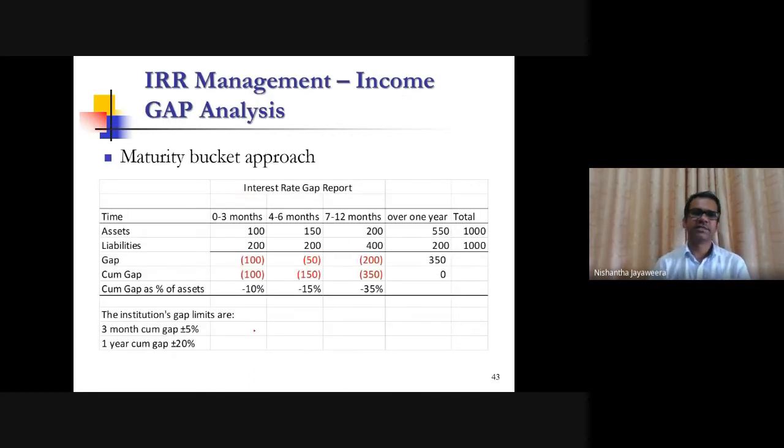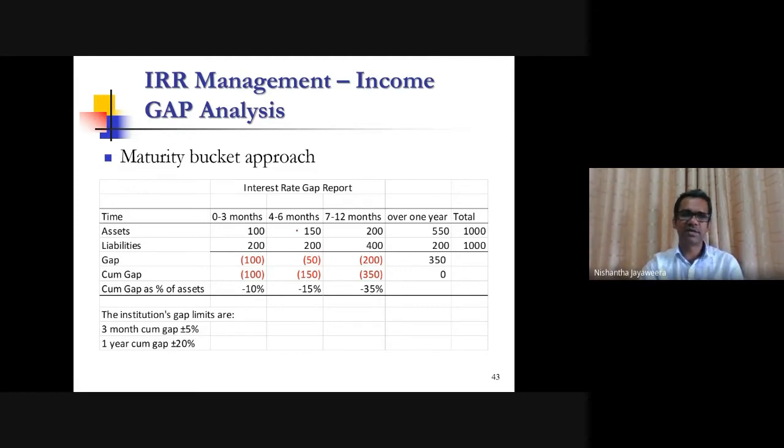Then again, this is another example with few buckets and with the already prepared gap report. So 0 to 3 months, 4 to 6 months, 7 to 12 months, and over 1 year. There are only 4 buckets. These are the amount of assets that fall into each bucket and the liabilities. The difference is the gap. In the first bucket, there are 100 assets and 200 liabilities, so the gap is negative 100.